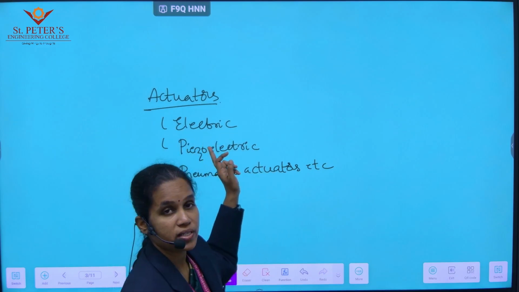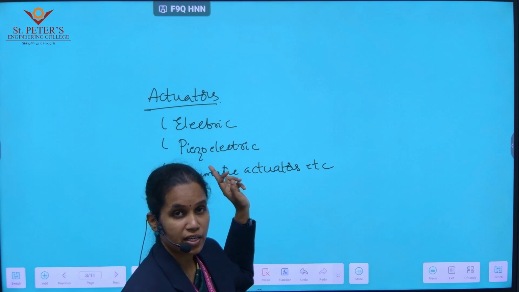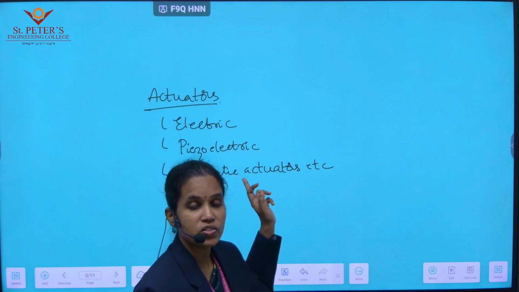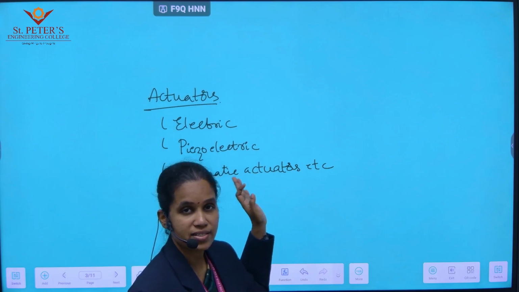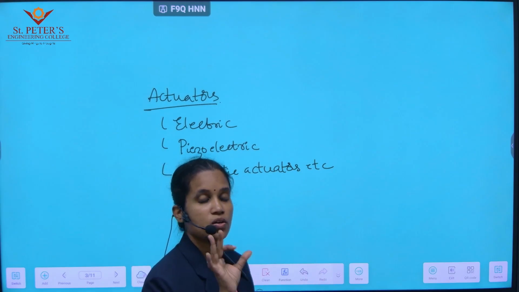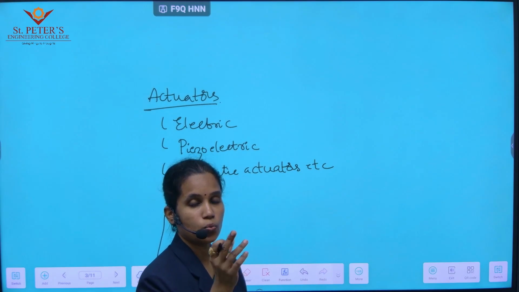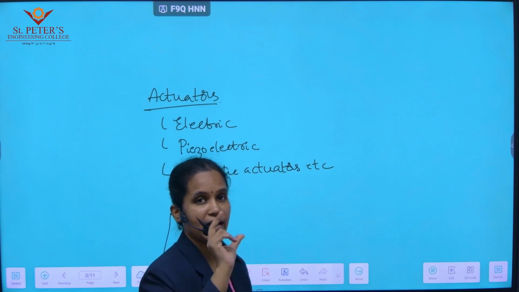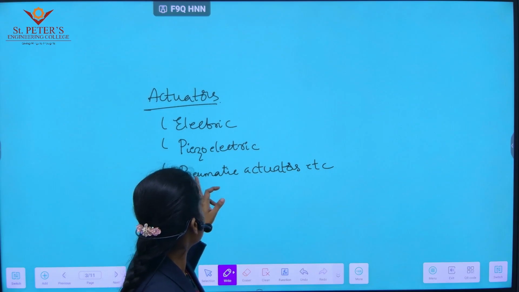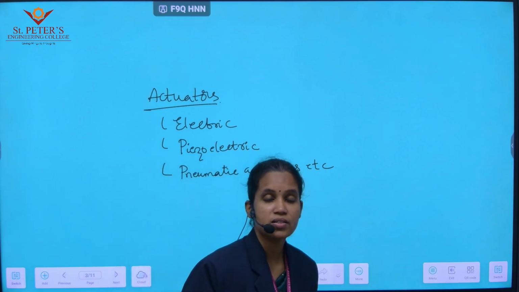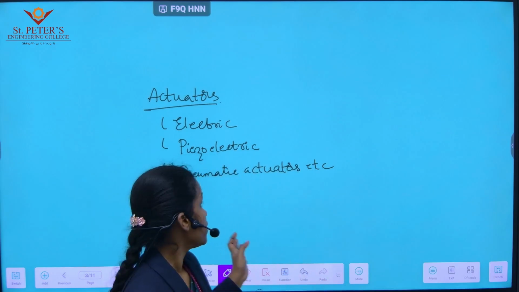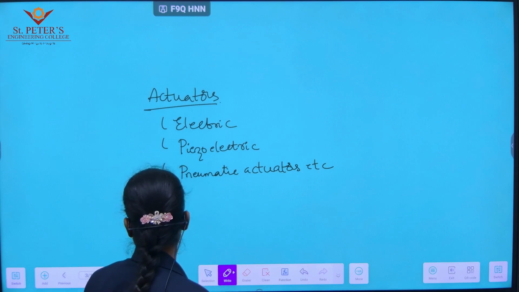Electric actuators are the actuators which use electrical energy to cause a motion. Piezoelectric actuators take the help of piezoelectric substances such that when an electrical signal is applied to it, it causes some vibrations. Those vibrations make the motor move either in the clockwise direction or in the anti-clockwise direction. The pneumatic actuators are the actuators which use compressed air to cause a motion. So this is about the actuators.